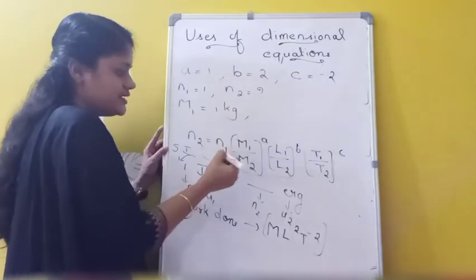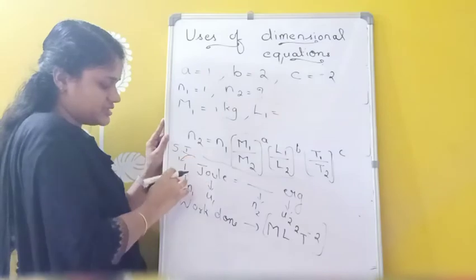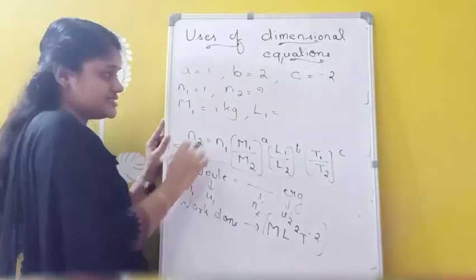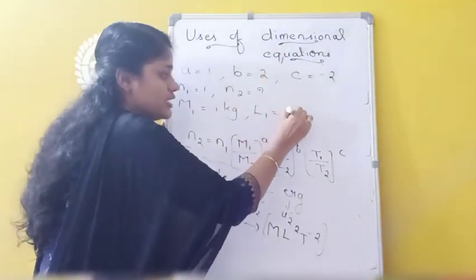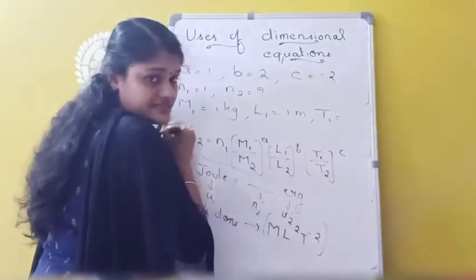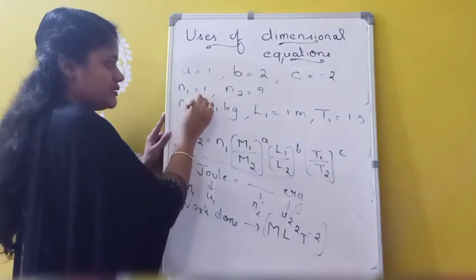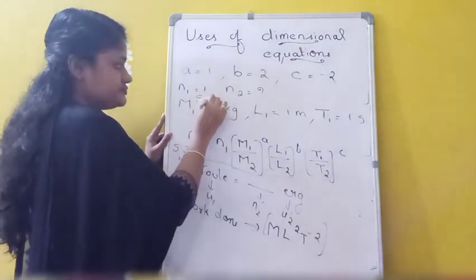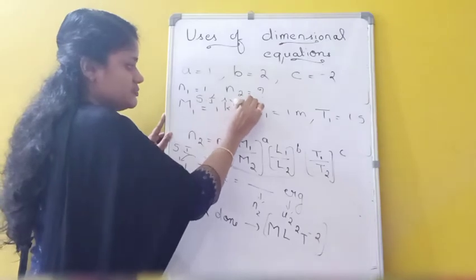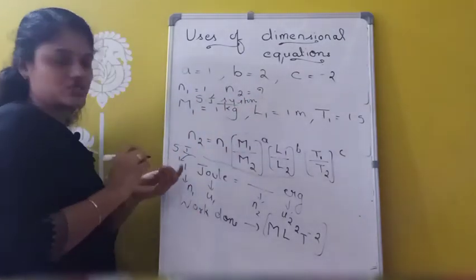And similarly L1, what is L1? L1 means the unit of length in which system? SI system. So L1 equals how much here? 1 meter. Then similarly T1, time in the SI system, how much? 1 second. So in the SI system, M1 equals 1 kg, L1 equals 1 meter and T1 equals 1 second.